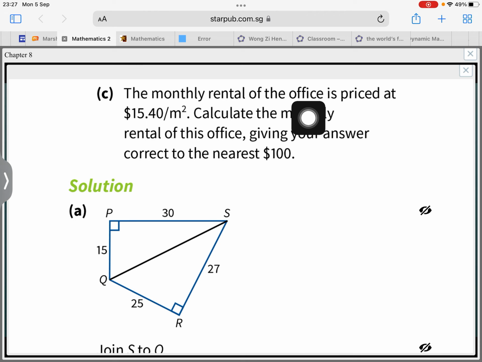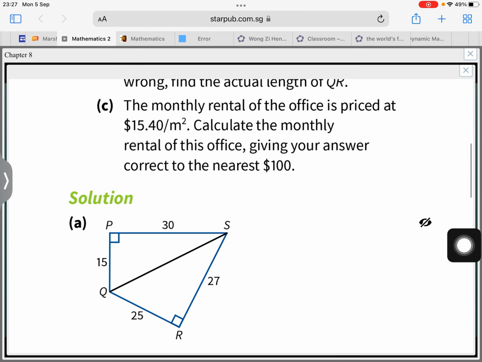Lastly, the monthly rental of the office is priced at $15.40 per meter square. Calculate the monthly rental of this office, giving your answer to the nearest $100. So now if you know this, you can find the area of both. Find the area of the two triangles. First find the area of this, next find the area of this, add them together. Once you know the area in meter square, you can convert it into the monthly rental.